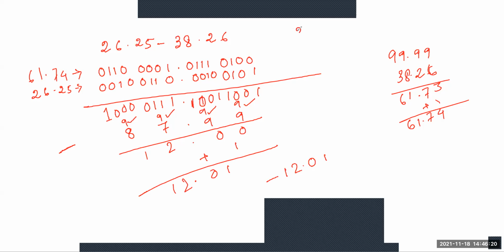Here this is 38.26 minus 26.25. In that case, this is 1, this is 0, this is 2, and this is 1, and this is minus. So in both cases we are getting the same result. So you can say that this BCD subtraction using tens complement is perfectly okay. Is there any doubt?